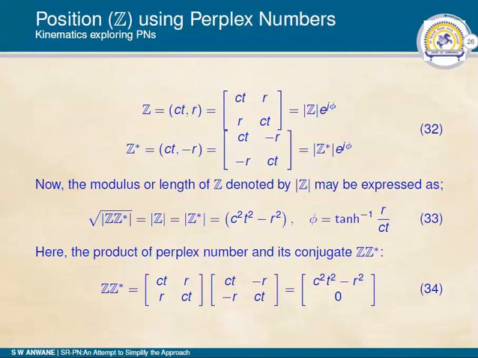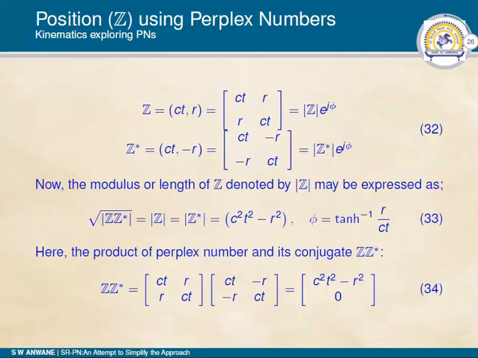Now the modulus or length of Z is denoted by determinant Z or mod Z, that can be expressed as equation number 33, which we have already done in terms of x, y or a, b.